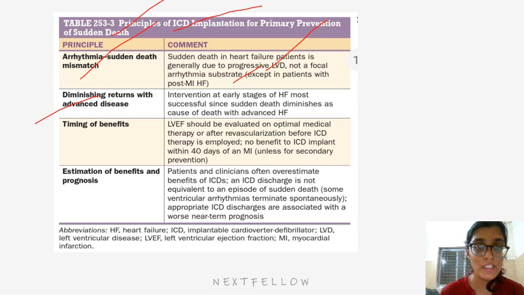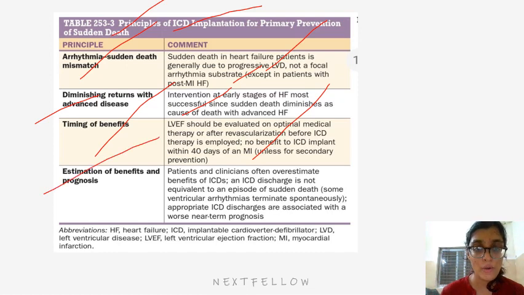Diminishing returns with advanced disease: intervention at early stages of heart failure is most successful, since sudden death diminishes as a cause of death with advanced heart failure. Timing of benefits: LVEF should be evaluated on optimal medical therapy or after revascularization before ICD therapy is employed. No benefit to ICD implant within 40 days of an MI, unless for secondary prevention.